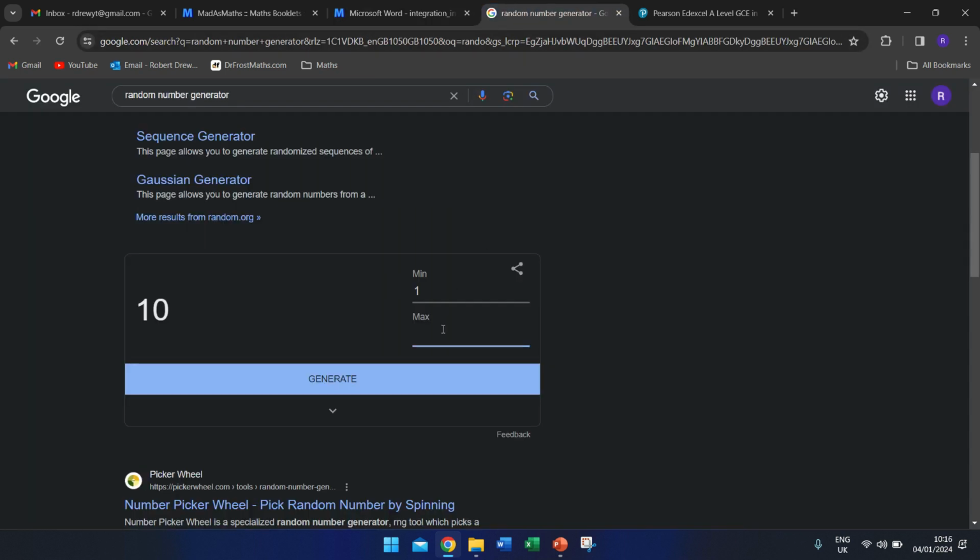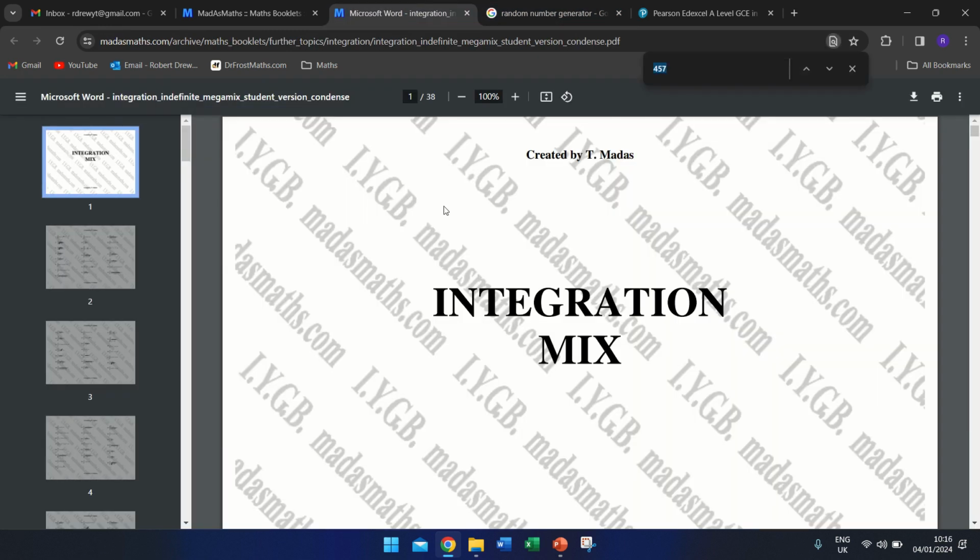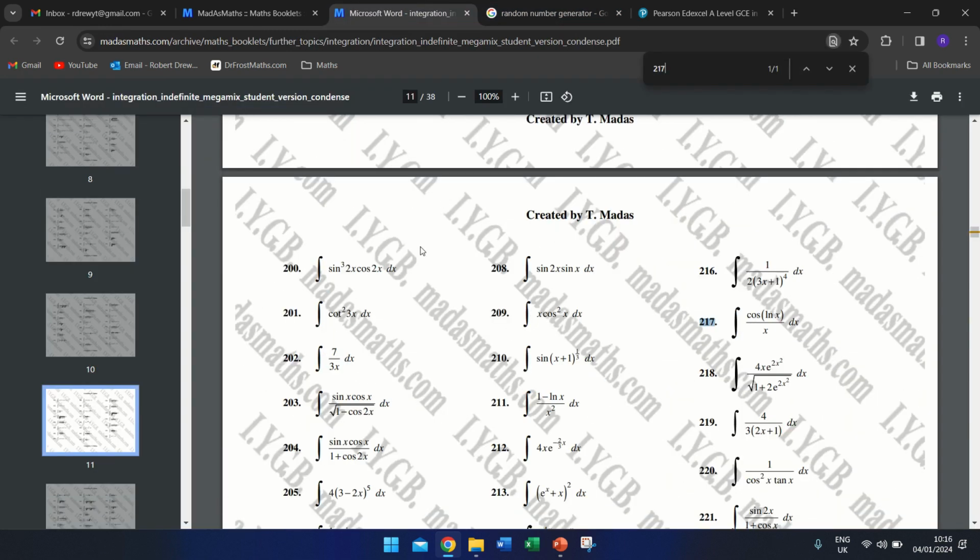Okay, so let's get into some actual live integration then, because that's what we said we would do. 217, it keeps picking low ones for me. Hopefully we'll get a high one.